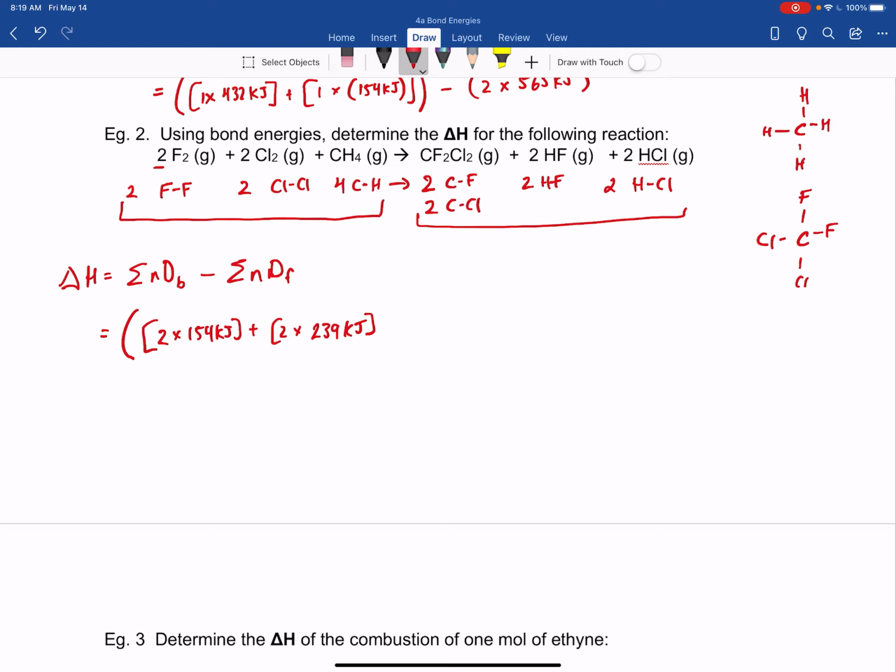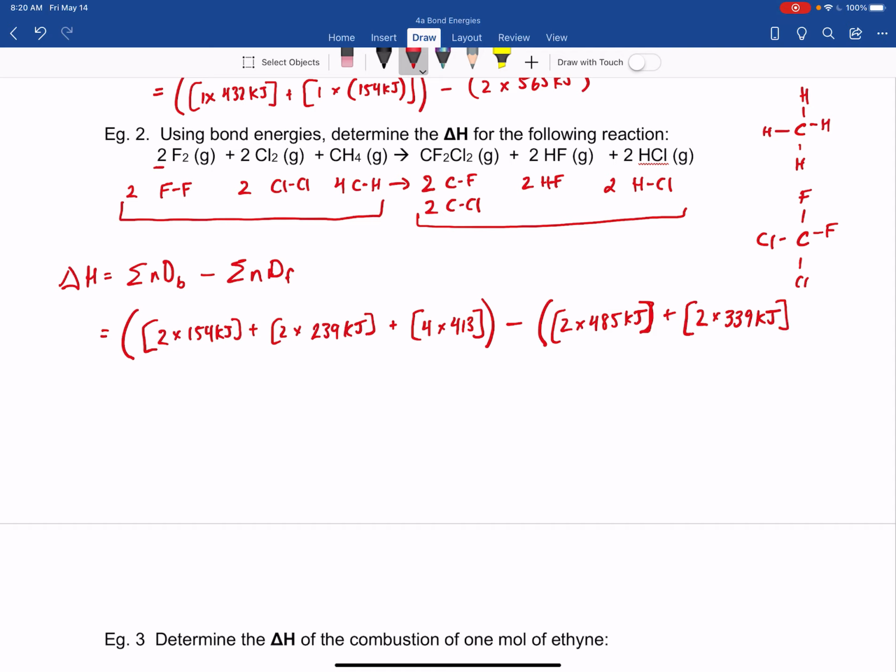Okay, and just for simplification in this, I'm leaving out the equation. Then we've got 4 times the carbon-hydrogen bond, which is 413 kilojoules. Now that's all of our reactants. Okay, so that's all the energy that they require. And we'll subtract from this the product energy. So we have 2 times the chlorine-fluorine bond, which is 485 kilojoules. We'll go on to the second line here. Plus 2 times the carbon-chlorine bond, which is 339 kilojoules.